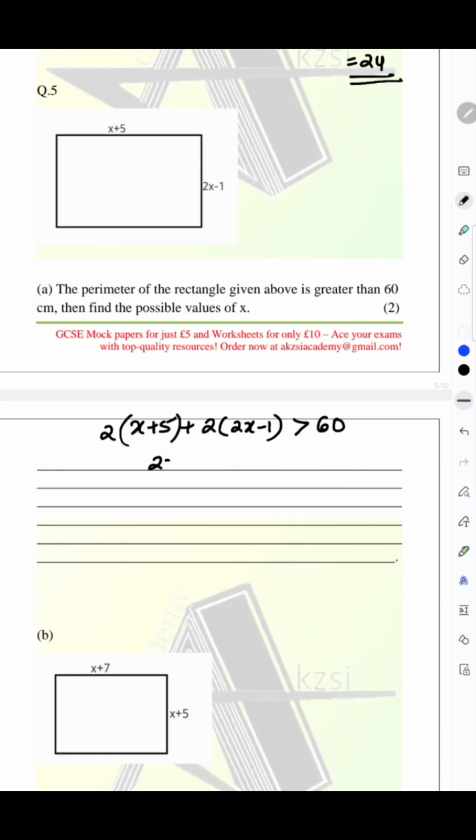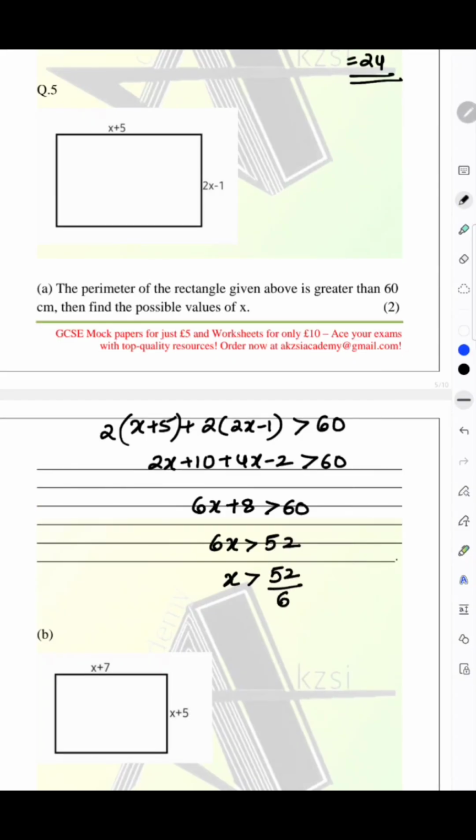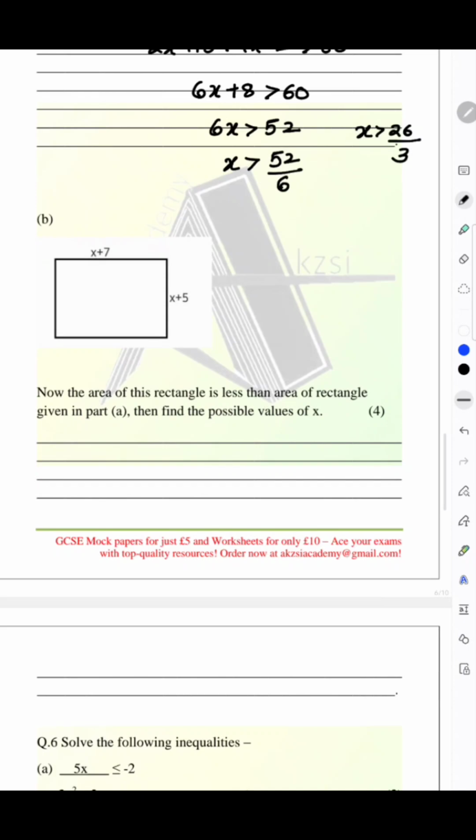On solving, I'll get 2x plus 10 plus 4x minus 2 greater than 60. Adding all the x's, I'll get 6x plus 8 greater than 60. Moving 8 to the right-hand side, I'll get 6x greater than 60 minus 8, which is 52. Finally, dividing both sides by 6, you'll get x greater than 52 over 6, which simplifies to x greater than 26 over 3. That means x can take all the values greater than 26 over 3.